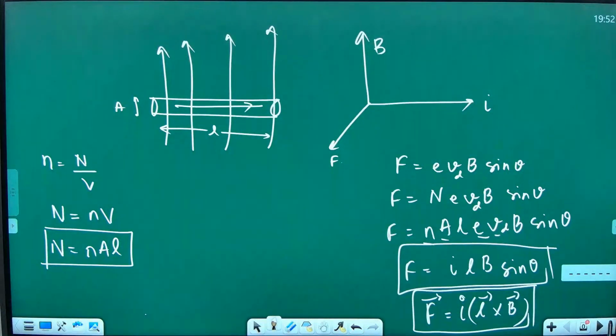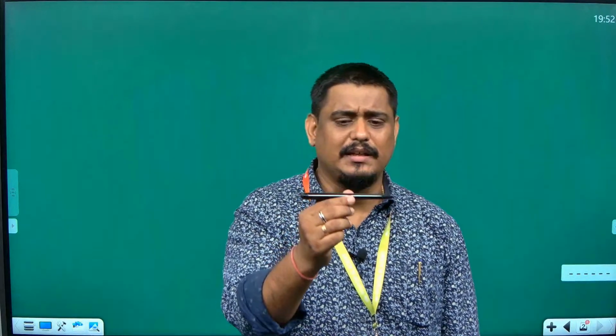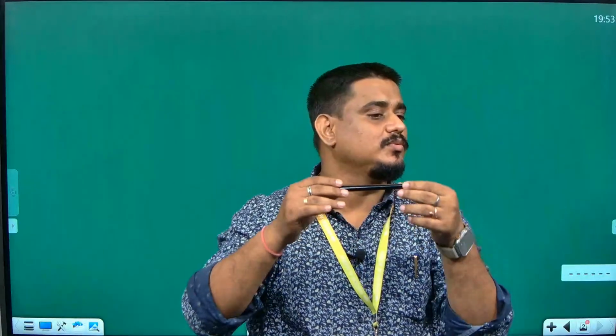We understand that if you have a conductor carrying some current in the right hand side direction, and suppose the magnetic field is acting in the upward direction, then the force on this conductor will act in this direction. So automatically it starts moving towards you.